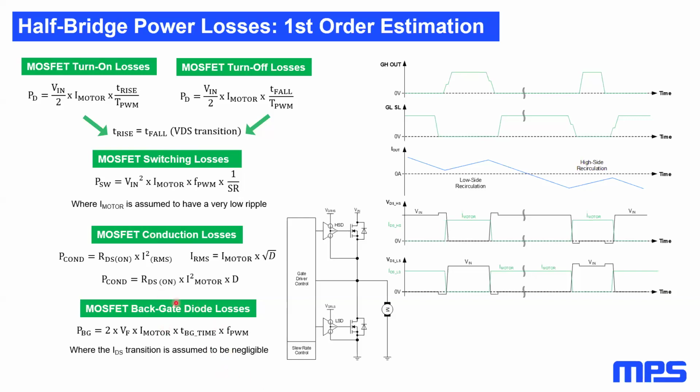The rectifier MOSFET has also backgate diode losses. During the dead time, the body diode carries the motor current. The switch itself has no backgate diode losses as the diode doesn't conduct any current.